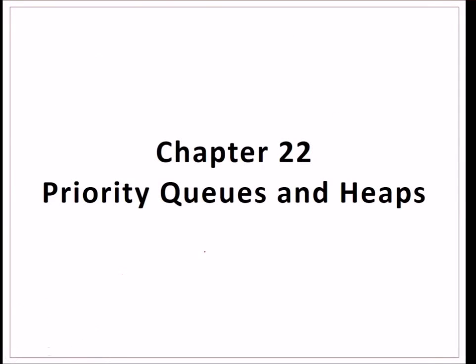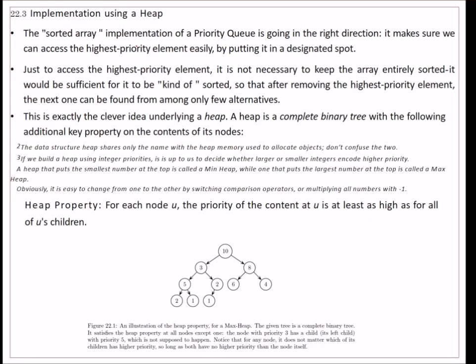So far we have discussed priority queues, and today we are going to talk about heaps and heap sort as well. So, implementation using heap. The sorted array implementation of priority queue, which we have seen in our earlier discussion, made very sure that we can access the highest priority element quite easily by just putting it in a certain designated spot.